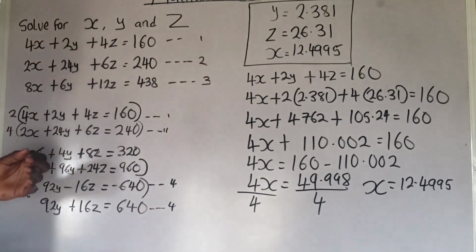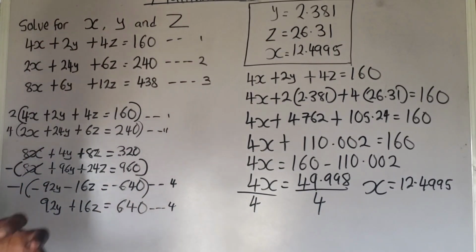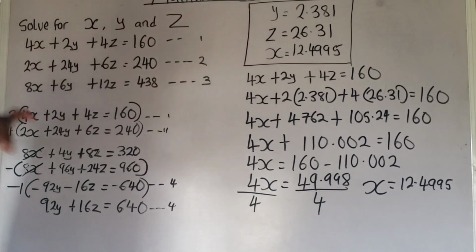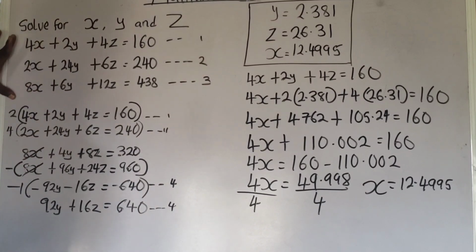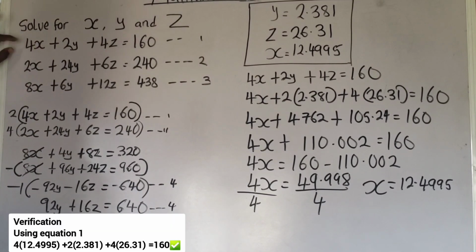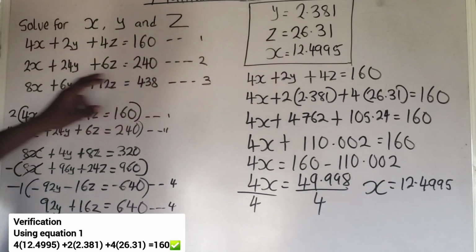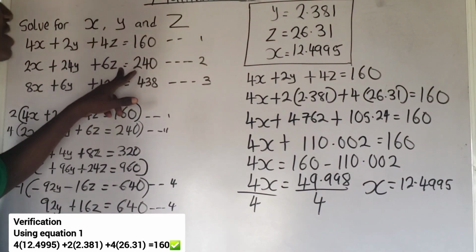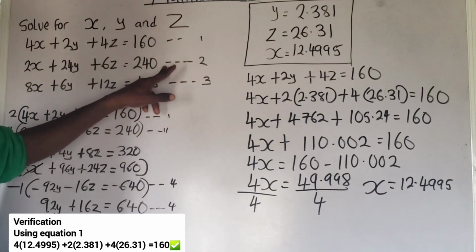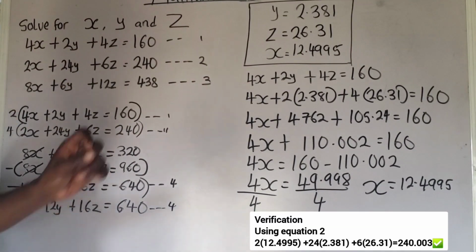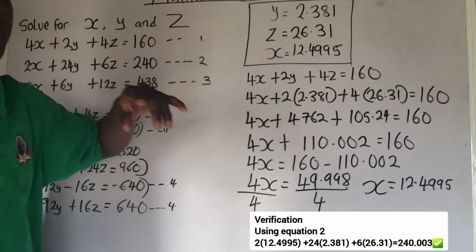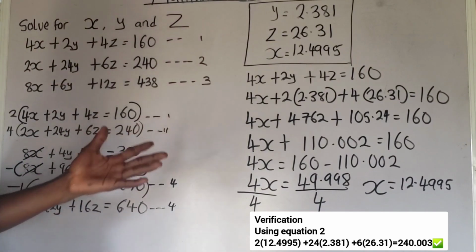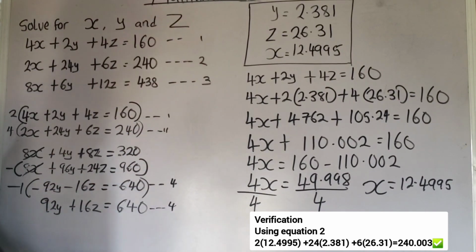Now we want to check whether we are correct. If you want to check whether these answers are correct, you substitute each value into each of these equations. You know we have three equations, equation 1, 2, and 3. Substitute x as 12.4995, y as 2.381, and z as 26.31 into this equation. If it gives you 240, then you are absolutely correct. That is, the values of x, y, and z satisfy the equation. You can check, okay? You are going to get something like 240.